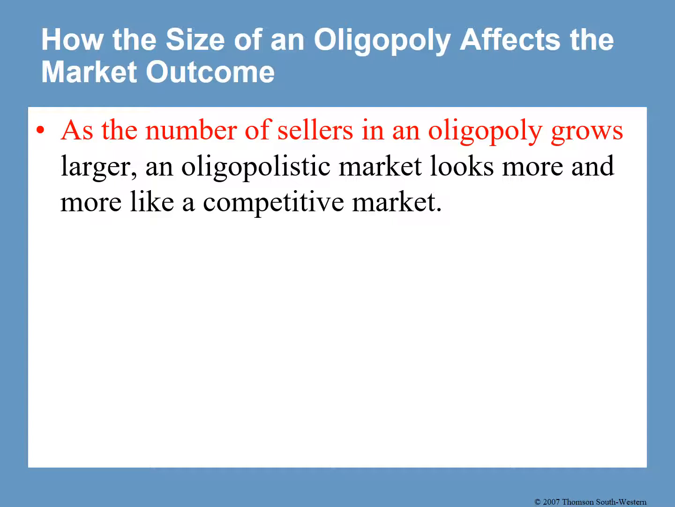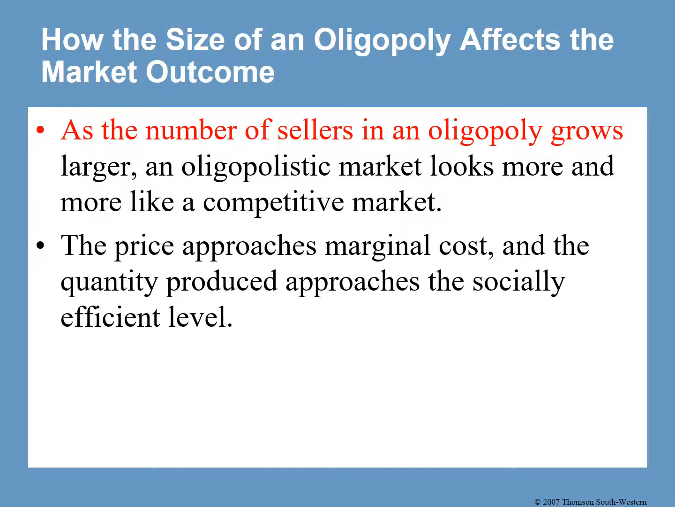As the number of sellers in an oligopoly grows larger, the oligopolistic market looks more and more competitive. Okay, as we went from 2 to 4, from 4 to 10, as we get up to 20 people selling donuts, if we get all the way up to 200 students selling donuts, could I really change the price of my donut very well? No, I couldn't. The price approaches marginal cost. The quantity produced approaches that socially efficient level that we talked about.